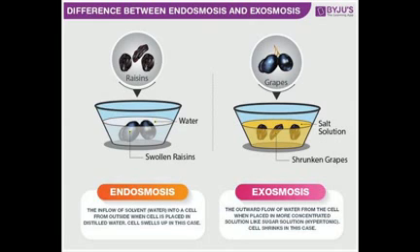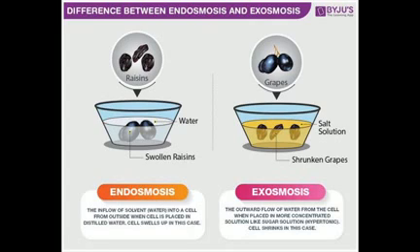Next we'll see what endocytosis is. Endocytosis is another mechanism by which substances enter the cell. Endocytosis occurs by invagination of the cell membrane, which forms small vesicles or food vacuoles. These get detached in the cytoplasm. So that is what endocytosis is.